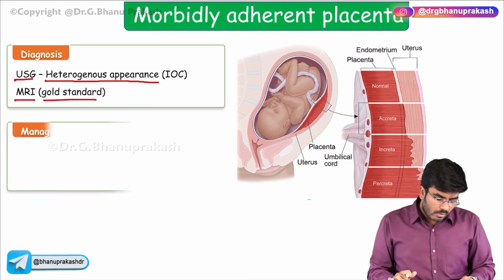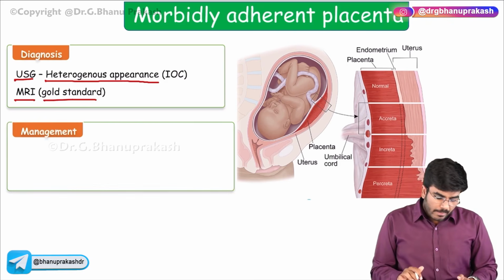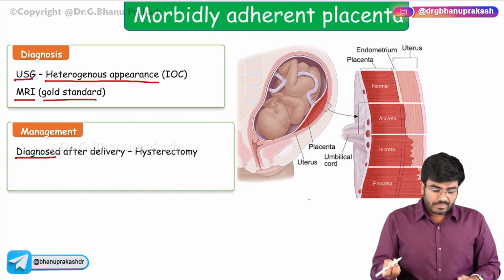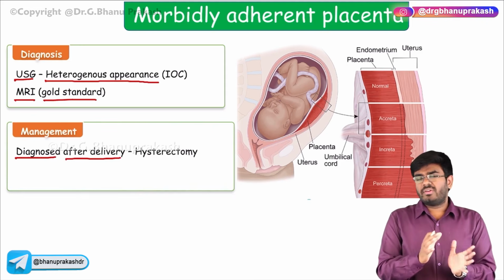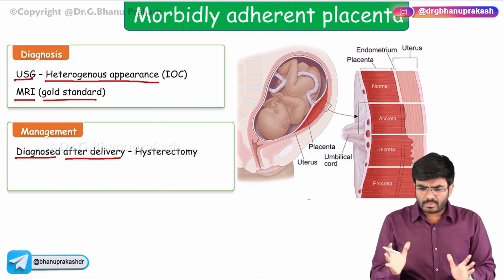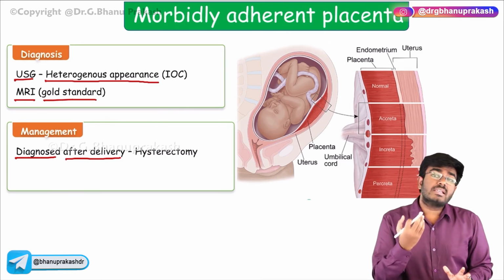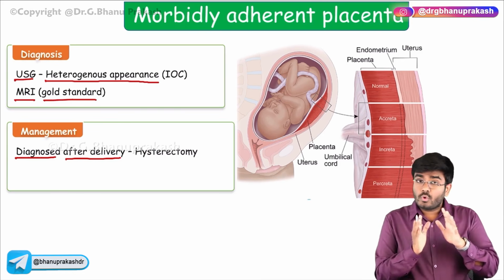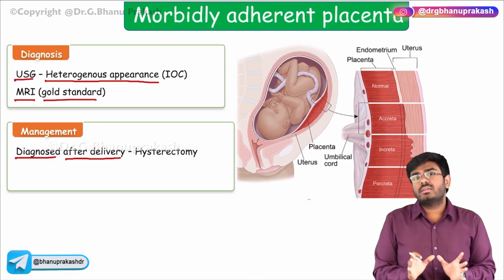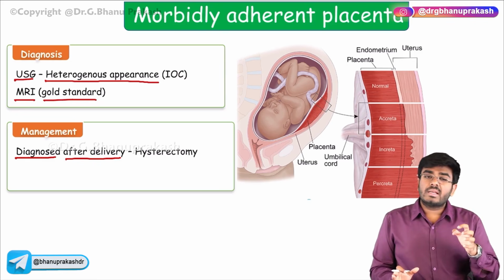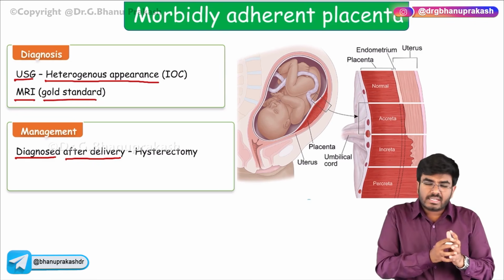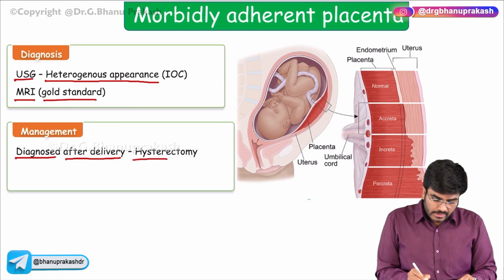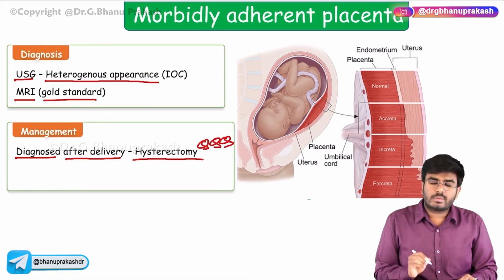Now, how are we going to do the management of such a condition? See, the morbid adherent placenta may be diagnosed after delivery. Everything is normal, you just deliver the baby. Now you are trying to take out the placenta, but the placenta is not coming. Now you come to the conclusion that this is a morbid adherent placenta. Before delivery, you don't know that there is a morbidly adherent placenta. After delivery, you come to know that the placenta is not coming. Morbid adherent placenta is there. Now what to do? Hysterectomy. The only thing you can do is hysterectomy.